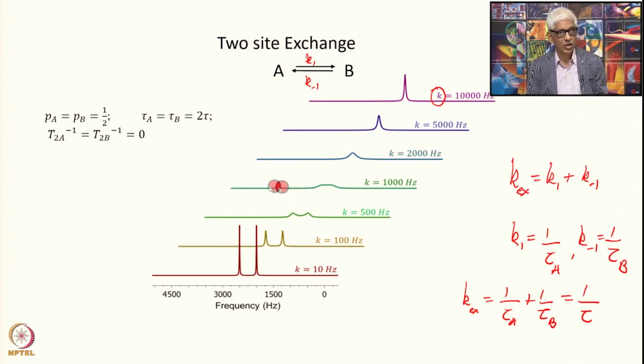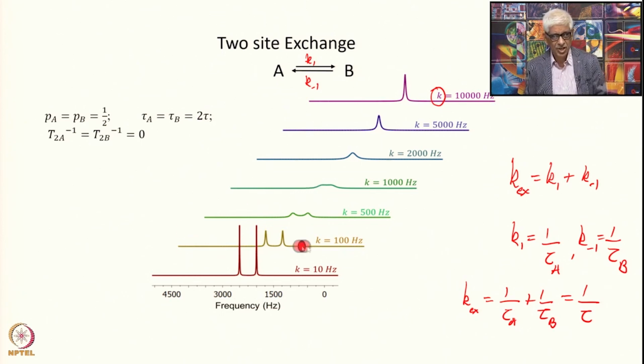So, here are the two relaxation times, but individually they are assumed to be infinitely long, in the sense that 1 by T2A is equal to 1 by T2B is equal to 0. That means they are extremely slowly relaxing. Therefore, we do not include the effect of this relaxation, but we include the changes that are happening as a result of the exchange process only. So, that is why, to show the effect of the exchange, we are doing the simulations here.